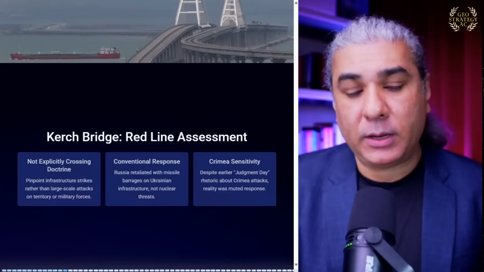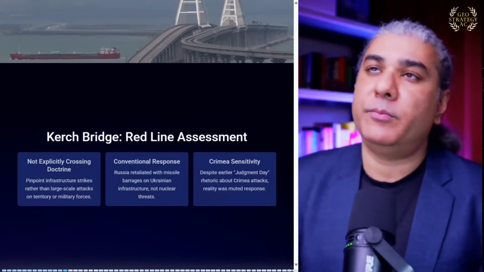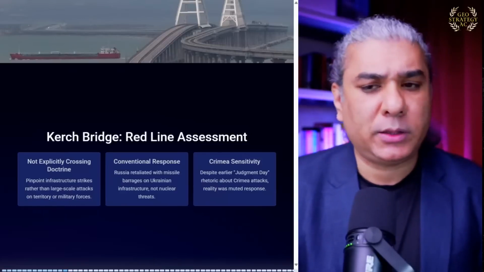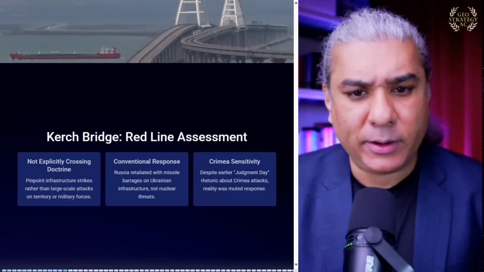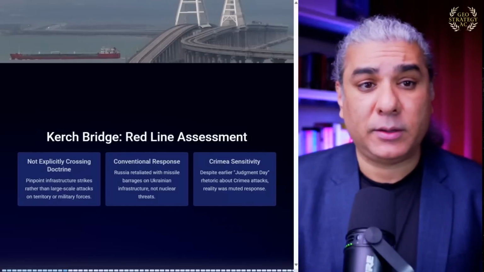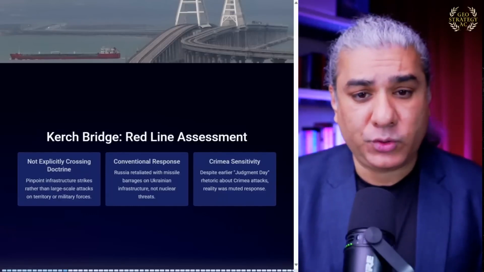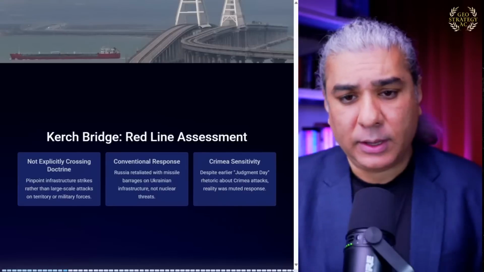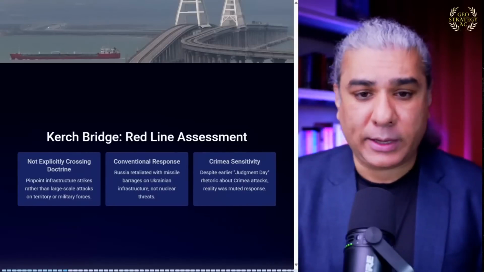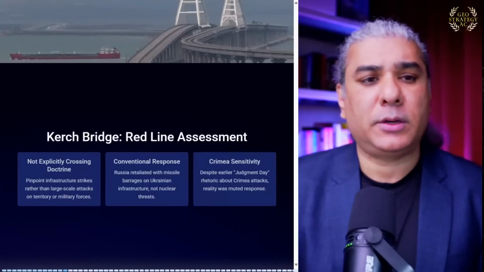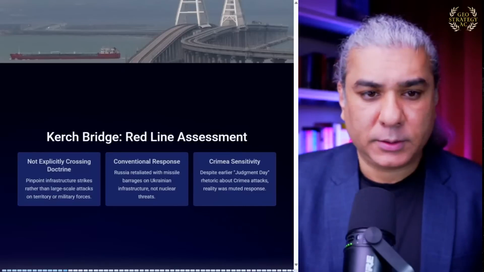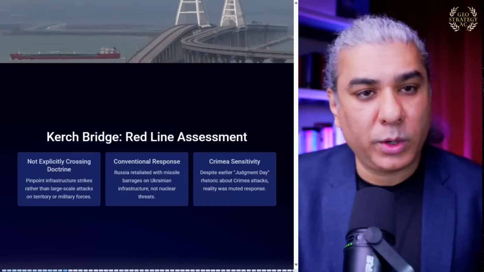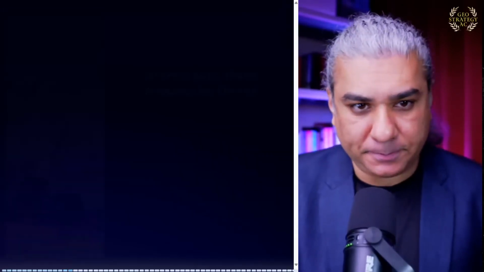The Russian politician Mr. Dmitry Medvedev had in the past issued nuclear threats on Twitter, like Judgment Day and all, vis-a-vis the Crimean Peninsula and the Kerch Bridge. So such rhetoric has been seen, but despite such rhetoric about attacks on Crimea, the reality was that the Russian response was kind of muted. So the Kerch Bridge attack does not explicitly cross a Russian nuclear red line.